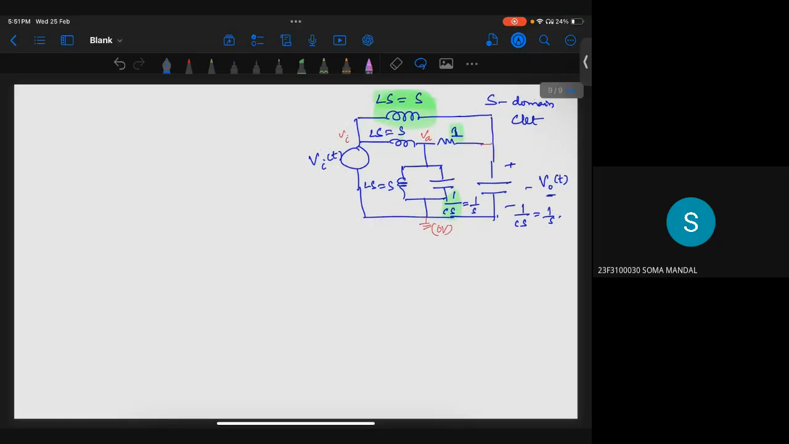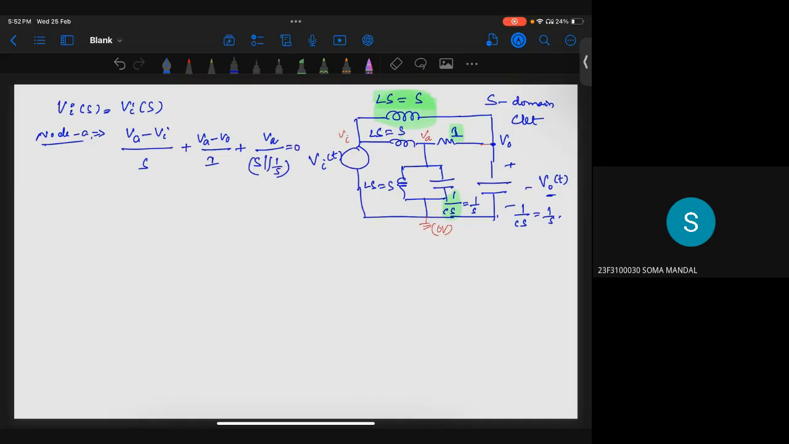Okay, so I can write down the equations. First at the Vi node, Vi of s is equivalent to Vi of s. Now at node A, what is the equation? Can anyone tell me? So Va minus Vi divided by s, correct? Similarly, this is V naught. So plus Va minus V naught by 1, plus Va by S in parallel with 1 by S equal to 0. Is this equation correct?